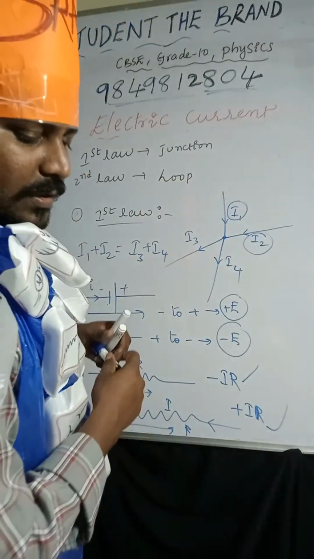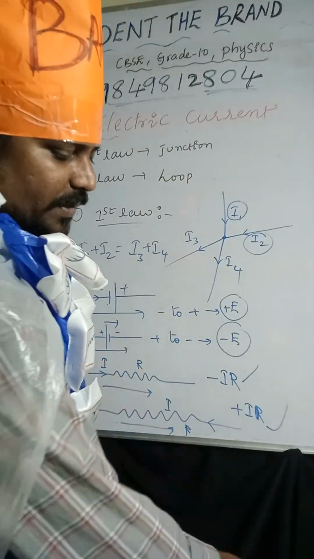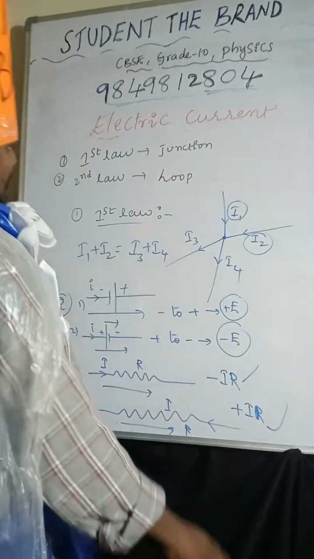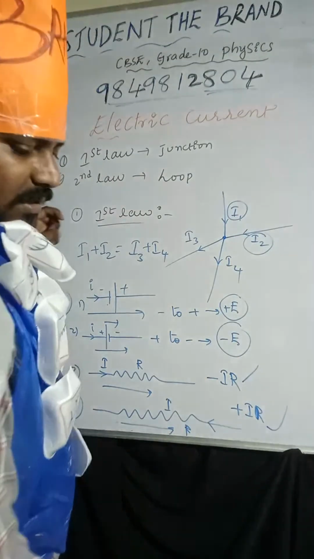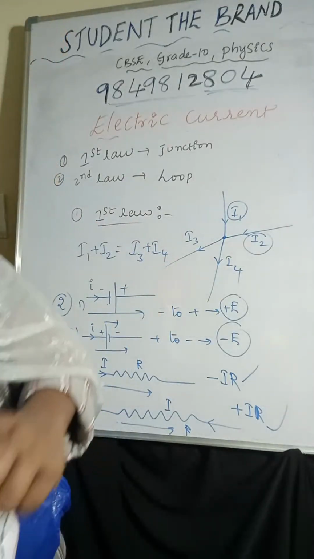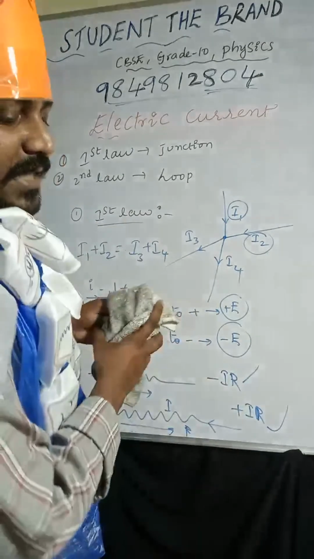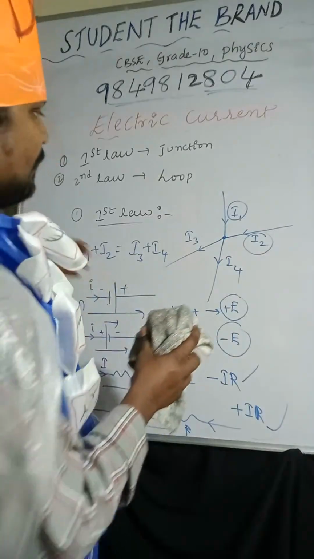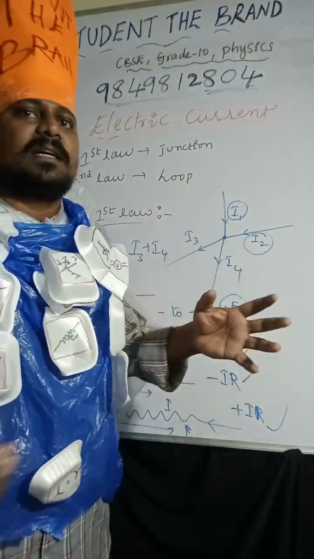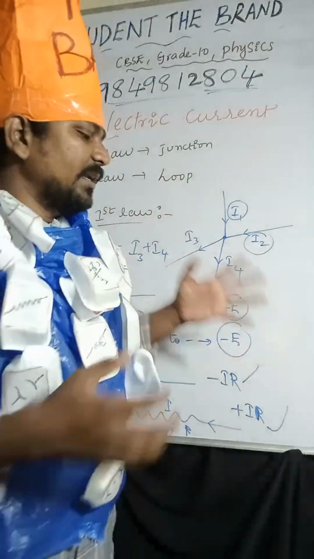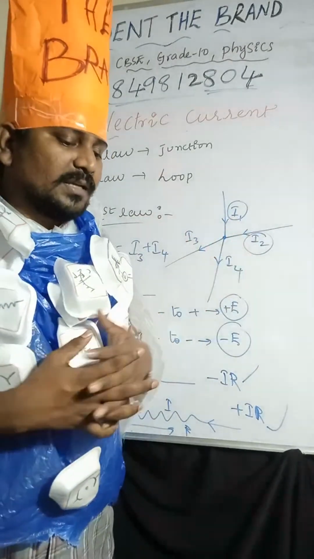Okay, so I hope it is very clear. This is about Kirchhoff's law. Then only grouping of cells. It will take time. Grouping of cells I will explain in the next class. Nearly it will take 40 minutes.